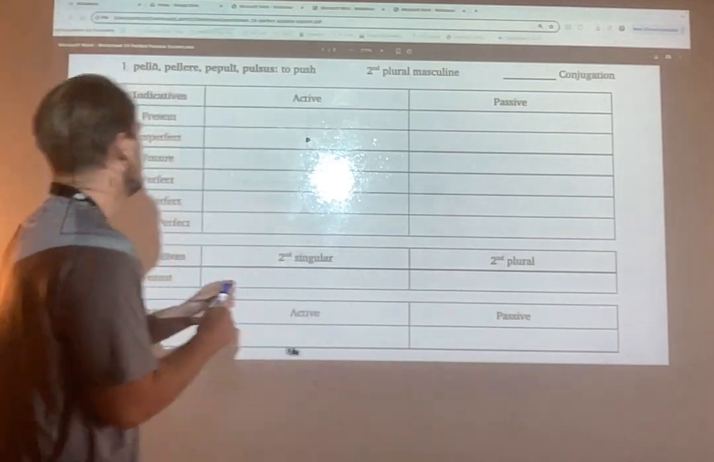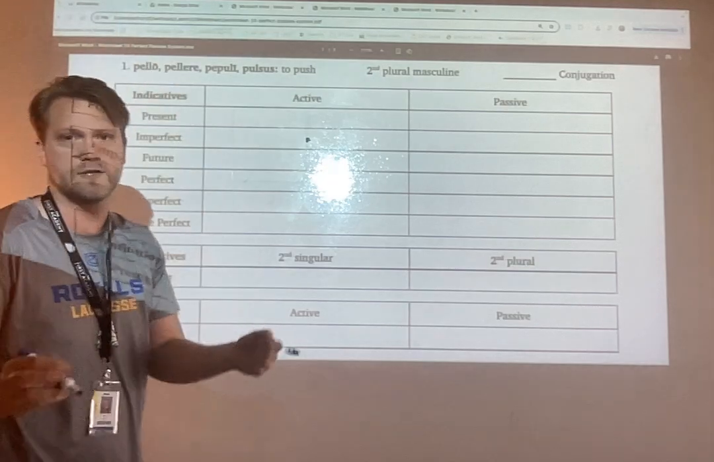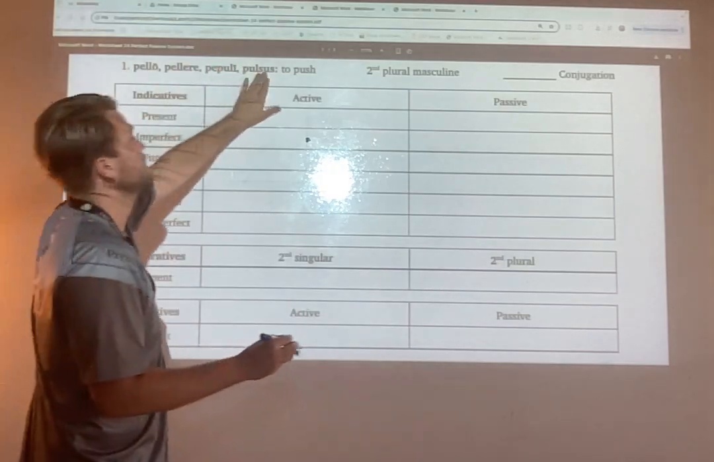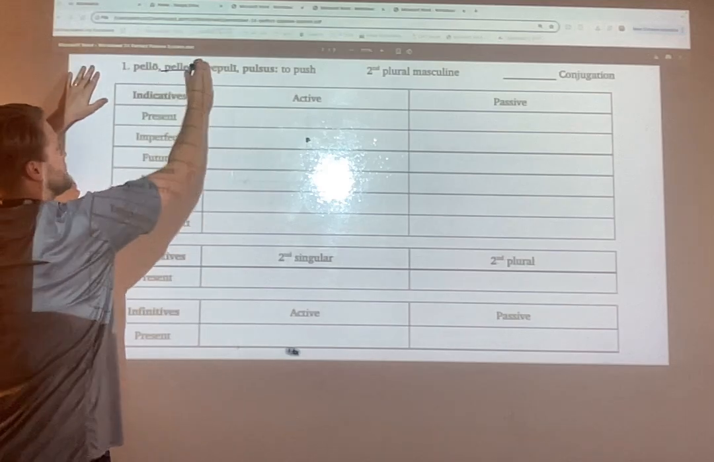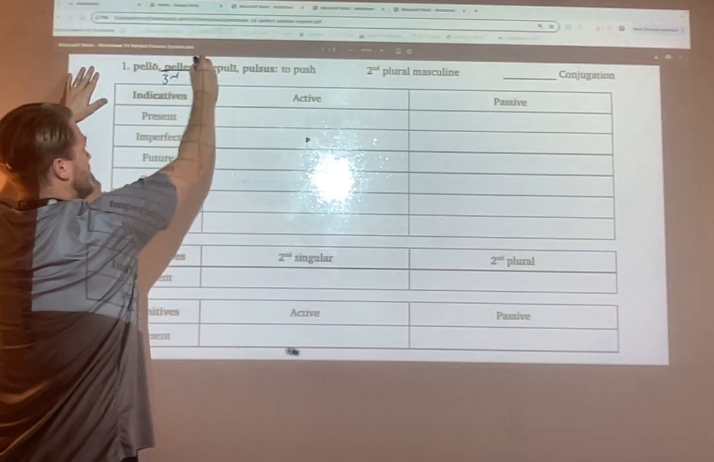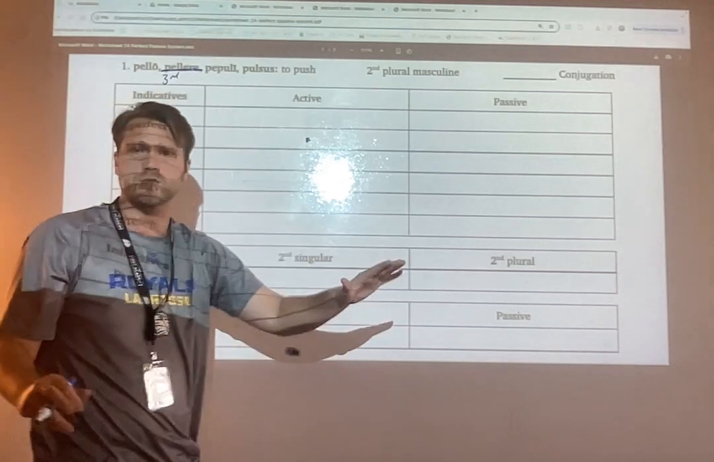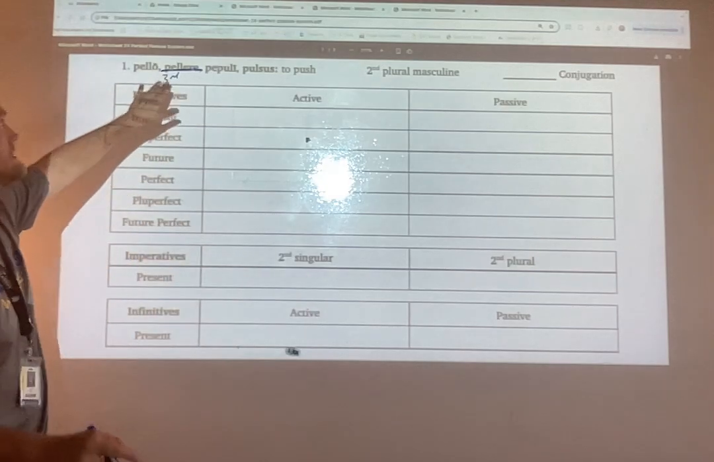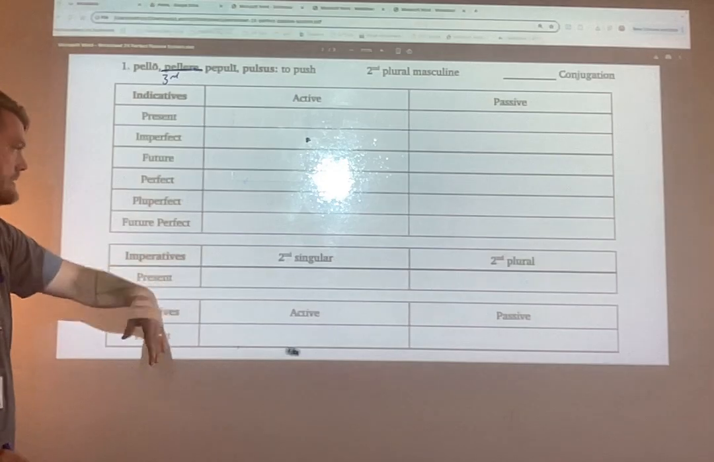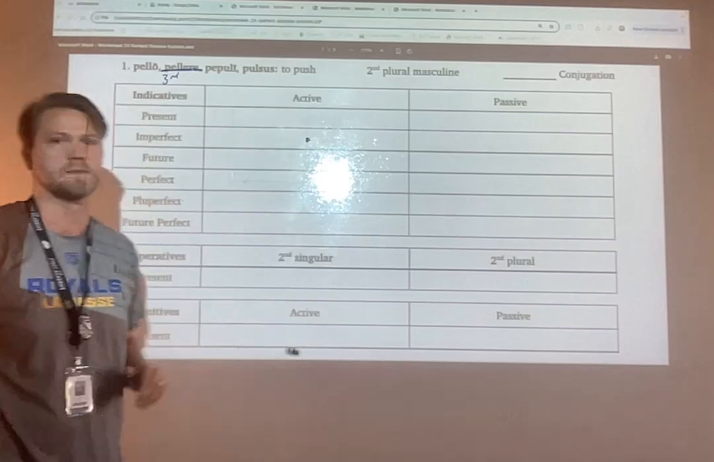Okay, so here we go. The verb we're doing now, this is on the second page, the back of page of worksheet 24. All right, so pello, pellere, pepuli, pulsus. This is a third conjugation verb. That's going to have a couple things change because third conjugation is the most annoying. It's going to change some stem vowels, the imperatives or whatever. They're going to have some little differences there, but it's not a big deal. Okay, let's walk through it.